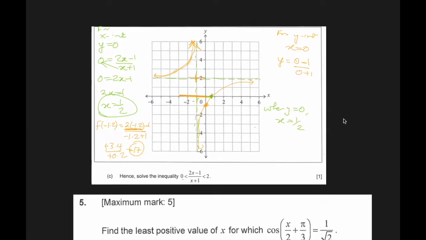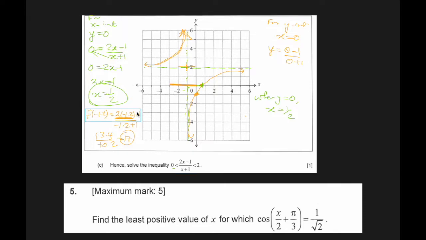So we have one more part to this, which is that C part says, hence solve the inequality where f(x) is between 0 and 2. So this is where f(x) is 0, this is where f(x) is 2, which is an asymptote, right? And there is no equal sign here. That means they are asking us clearly about this range where the y value is between 0 and 2. So whenever this is solved, that means we have to give the answer in terms of x. So when y is 0, x is half. That's what we got here.